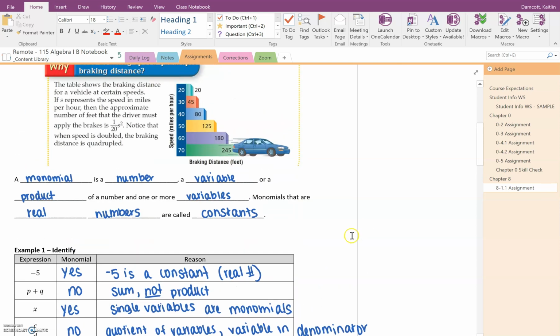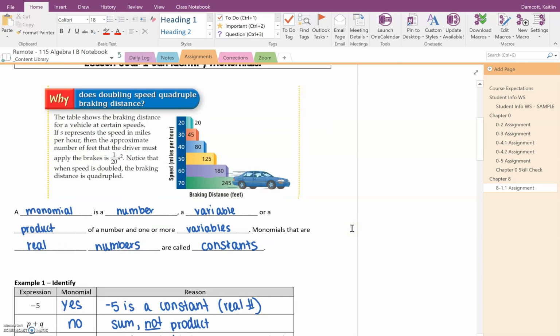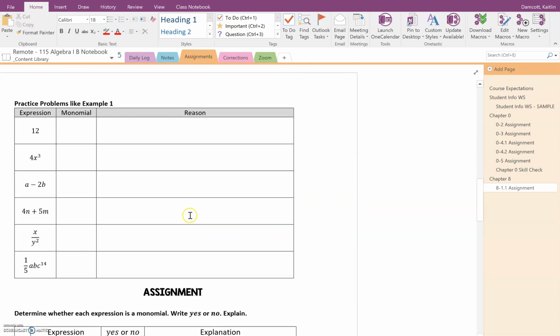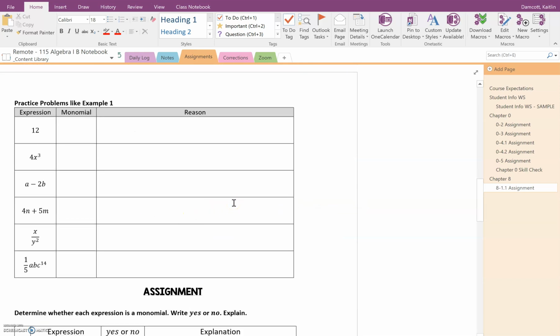Welcome back to the 8-1.1 assignment. We did some notes on the first example and we talked about what the definition of monomial is. And remember, it's a number, a variable, or a product of a number and one or more variables. So we're going to take a look at these examples here.